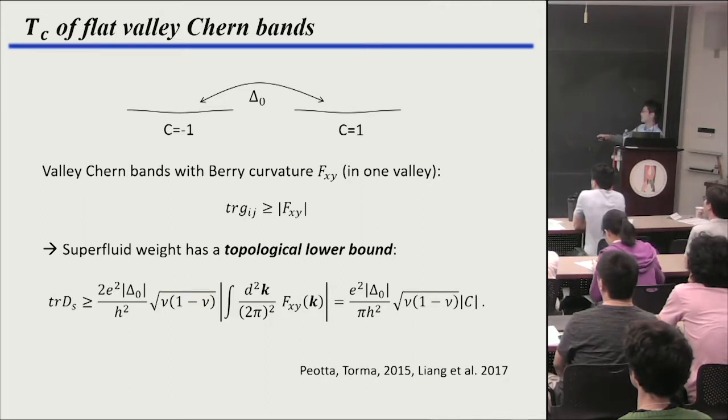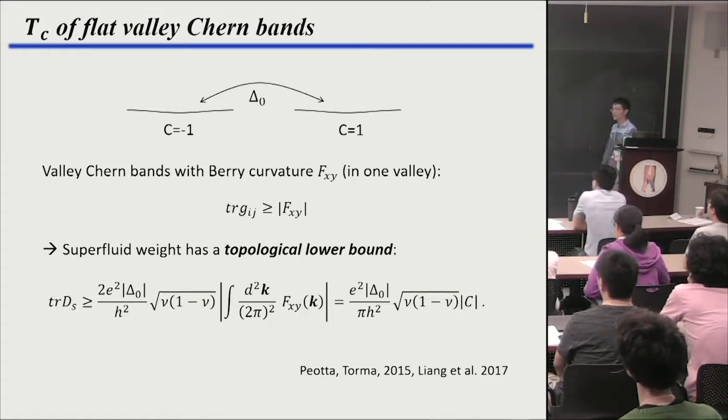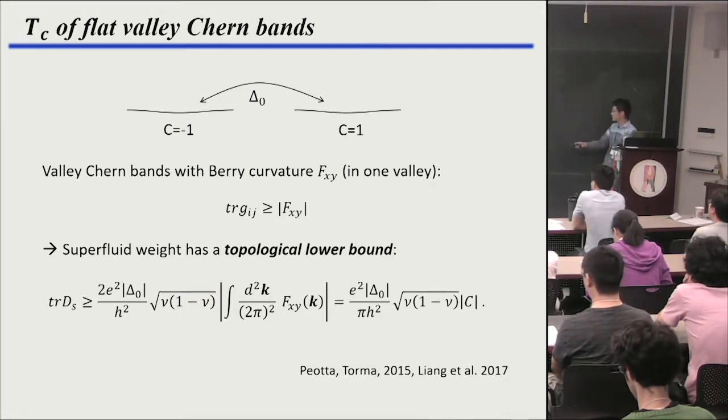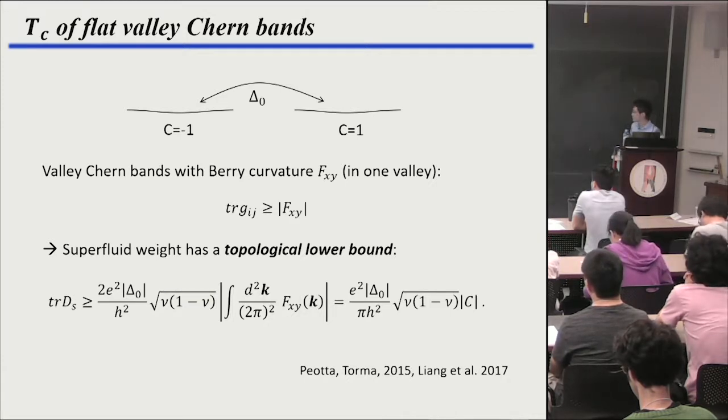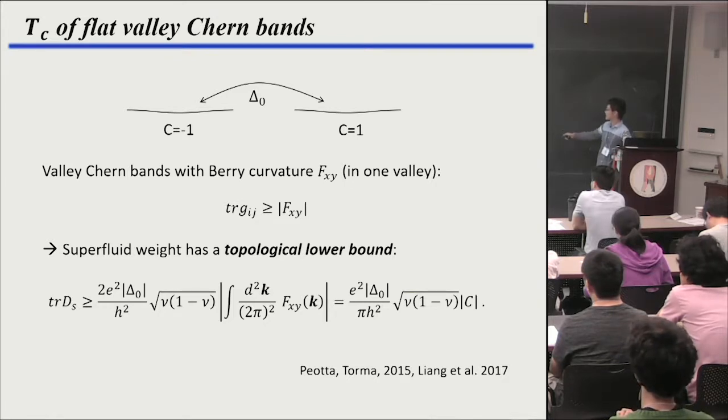The basic idea is you can define a positive definite matrix which has its Hermitian part given by g_ij, and anti-Hermitian part given by the Berry curvature. The positive definiteness of the matrix gives you this relation. Together with the expression we have, we find this: the trace of your superfluid density matrix is bounded by the integration of the Berry curvature. And the integration of the Berry curvature in this case is non-trivial. It's the Chern number, a non-zero Chern number. So this gives you a lower bound of the superfluid density.